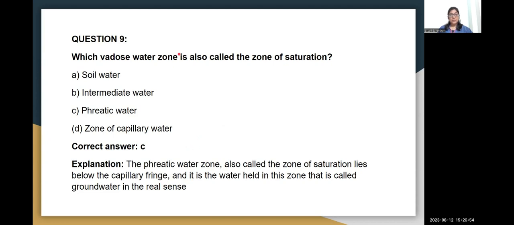So the water zone, which is also called the zone of saturation, will be phreatic water or the groundwater zone of saturation. In the Vadose water zone, you can call the saturated portion the soil water. So I'll correct this question again. This is also an error from my side, but the answer that you have provided is correct in terms of this question. So that's about this question.